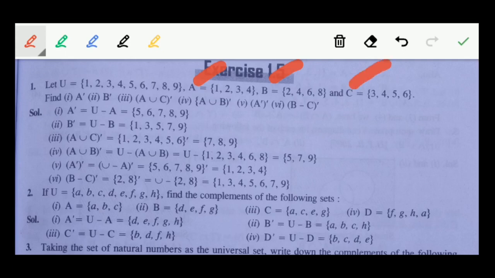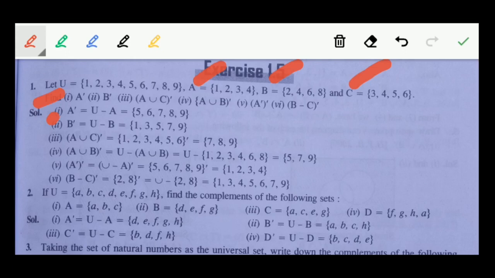See the first question. We have to find the complement of A, and you can see the solution of it. Complement of A is equal to universal minus A, and you will take only those elements which are part of universal but which are not a part of A. So we will eliminate 1, 2, 3 and 4, and the rest of the elements of U are the elements of this set, that is known as the complement of A.